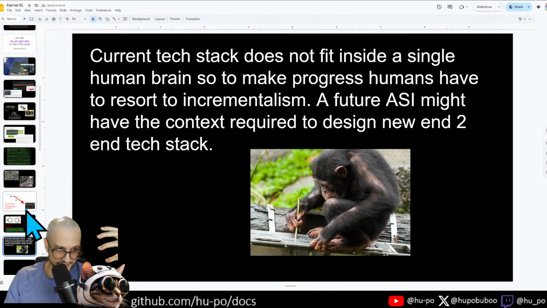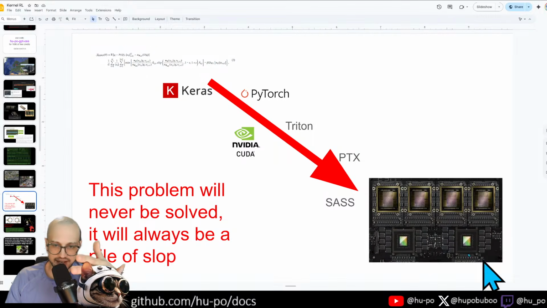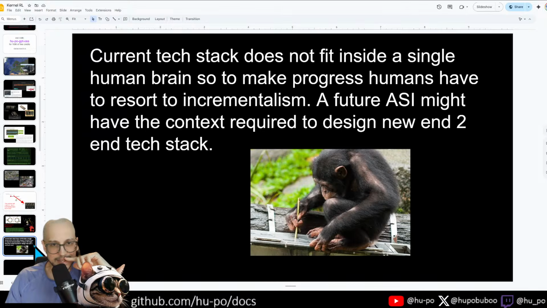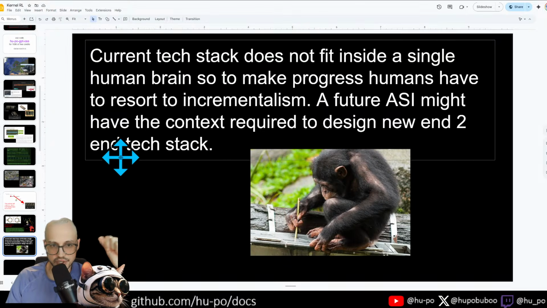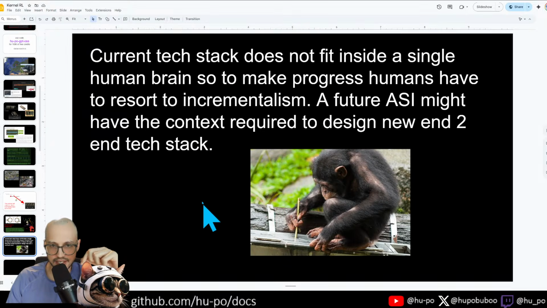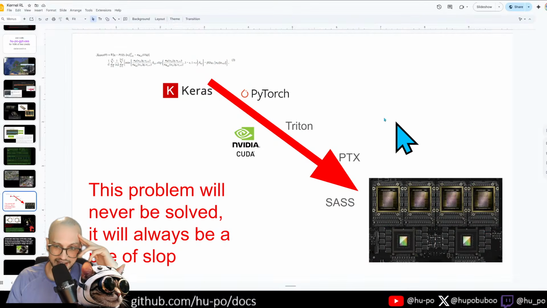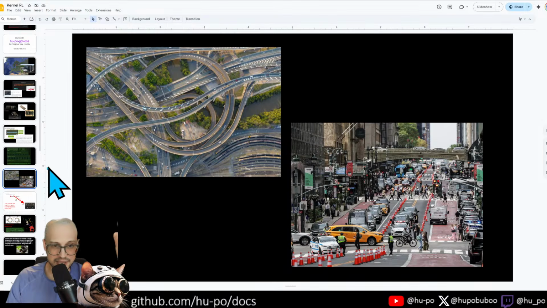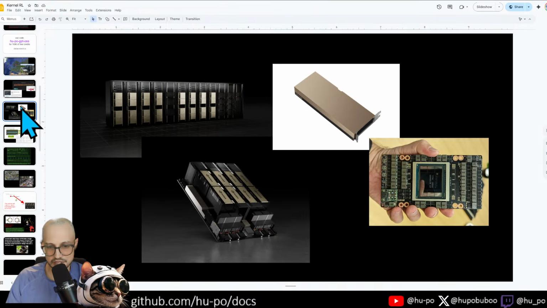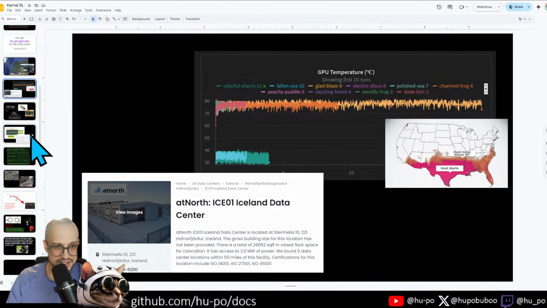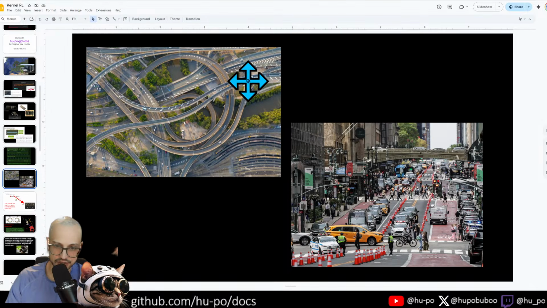And ultimately, what we really need is some kind of ASI to design the entire tech stack end to end. I think in the future, some kind of superintelligence will have the context required to design a new end-to-end tech stack. But until then, we're going to have this incrementalist slop that is just patches on hacks on patches on hacks on top of each other all the way down the stack. And basically, that's what GPUs are now, right? It's just this massive jumble that effectively looks like this, just inside code space and hardware design space.